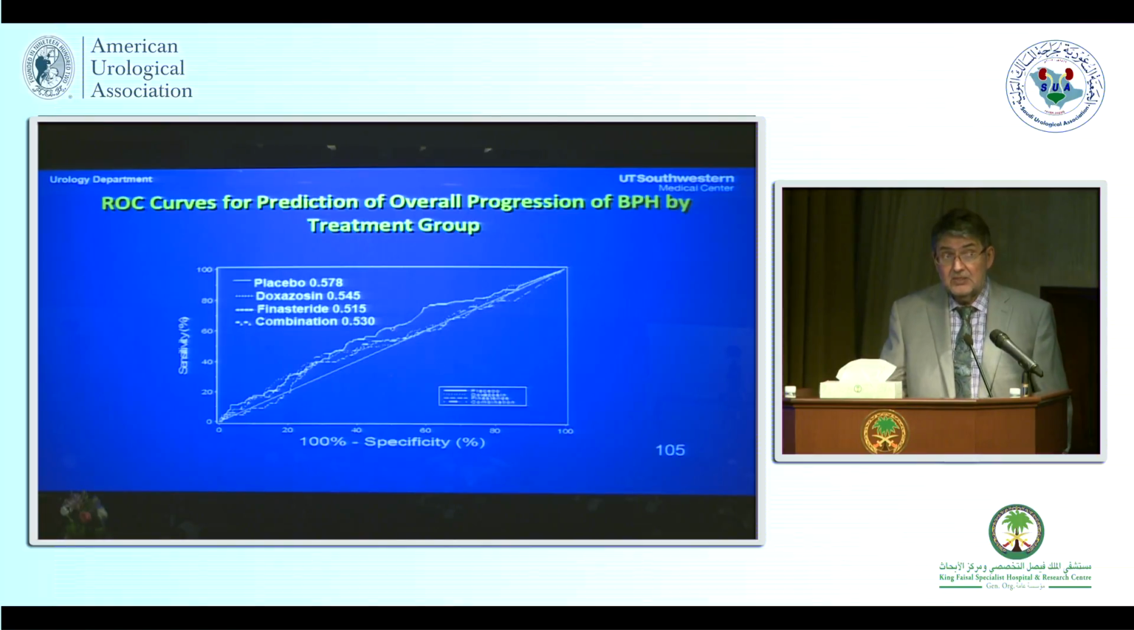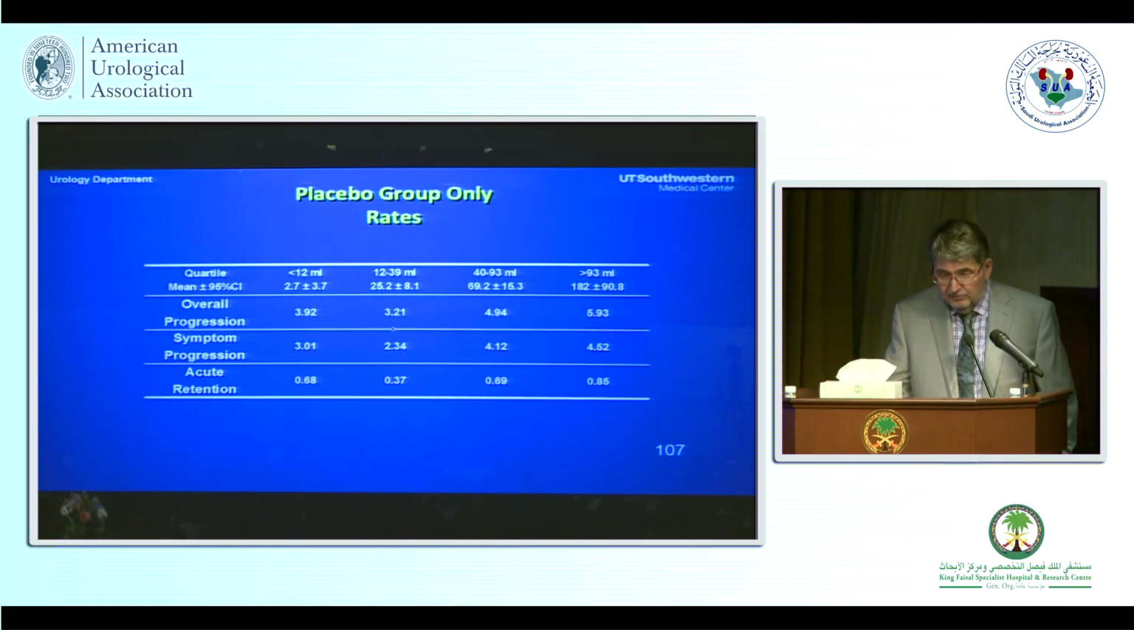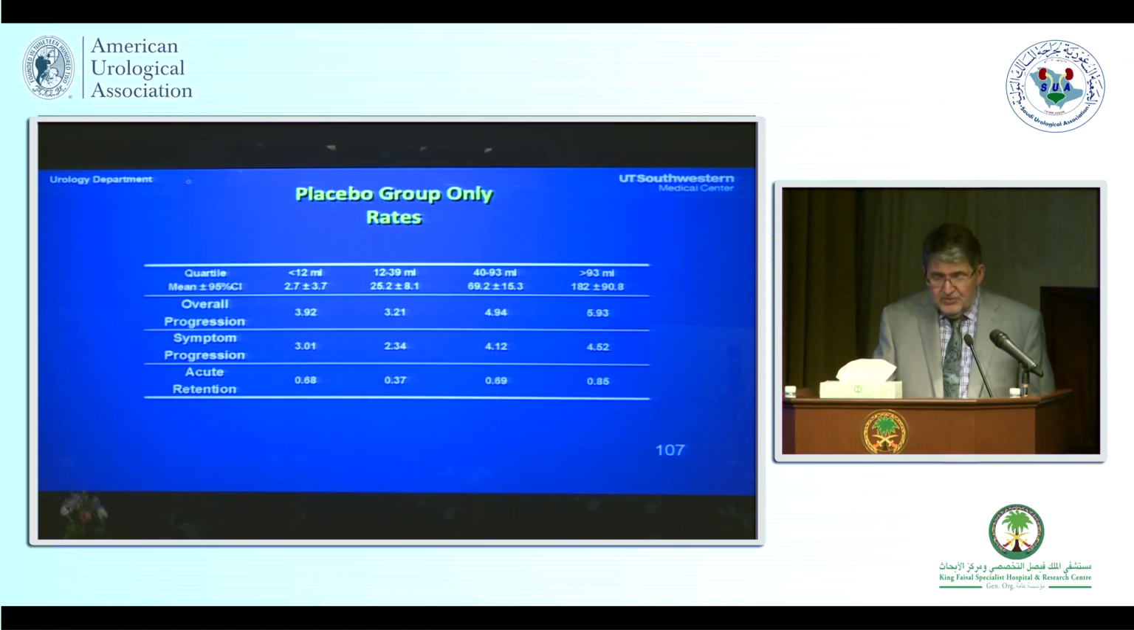You would argue that this is a disappointing ROC curve. So if you look at the placebo group alone, what did it predict? What progression did it predict? Did it predict overall progression, symptom progression, or urinary retention? And disappointingly, it did not predict urinary retention strongly. It predicted more so overall and symptomatic progression, not urinary retention, which you would think it would over time.